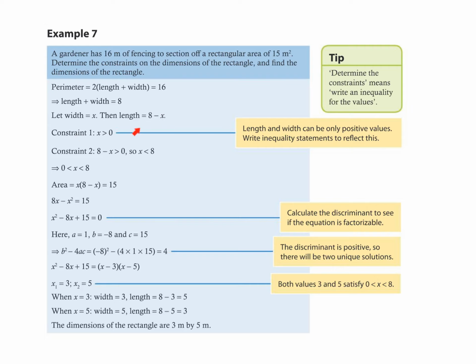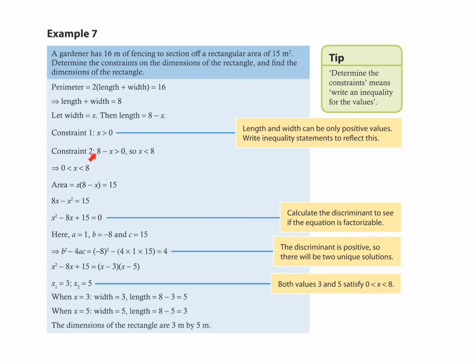And now we're looking at the constraints, because it said here, determine the constraints. Well, the first constraint is x must be greater than 0, which means the width has to have a width. If x was less than 0, or even 0, we wouldn't have a rectangle, we'd have a straight line. So that's a constraint. Length and width can only be positive values. Write inequality statements to reflect this. So constraints are written as inequality statements.